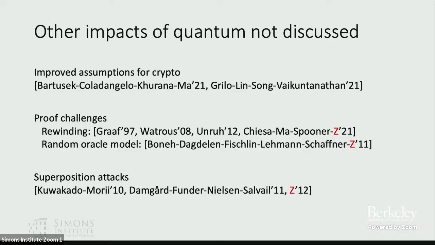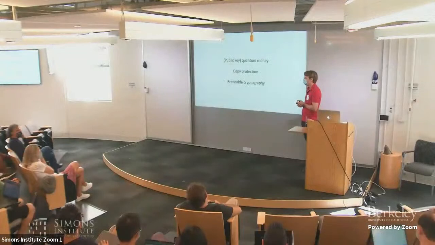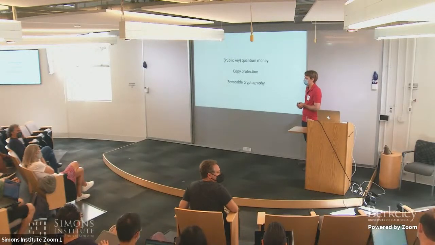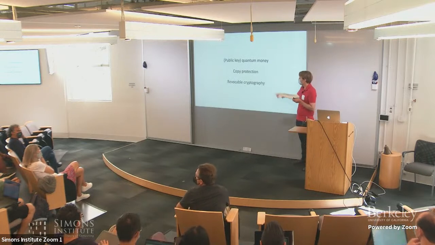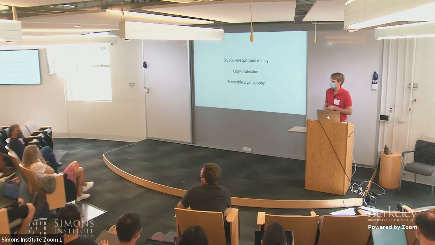I'm really going to be focusing on no-cloning applications to crypto. So these are going to be the three broad areas I'll be talking about today. The first is public key quantum money, which, plus an aside about the current state of obfuscation, will take up, I think, the whole morning. And then in the afternoon, I'll talk about these other two: copy protection and what I'll call revocable cryptography.